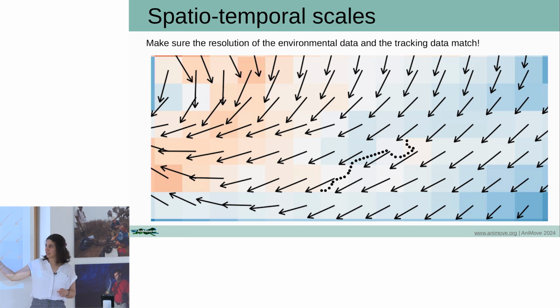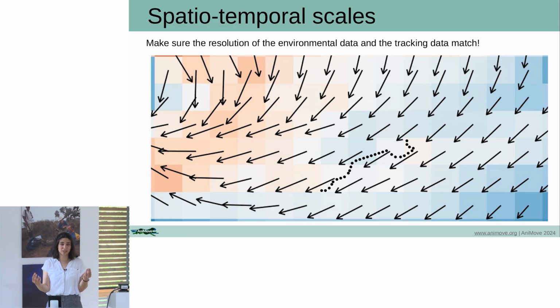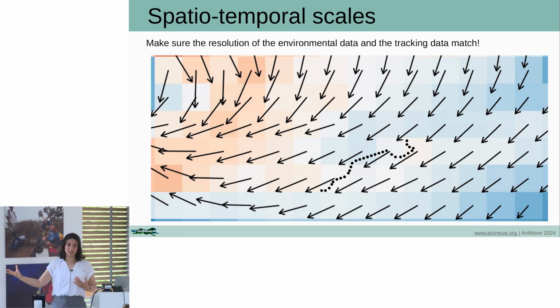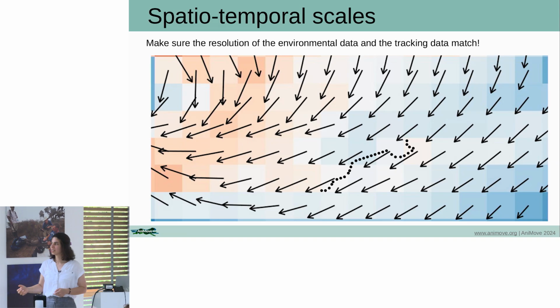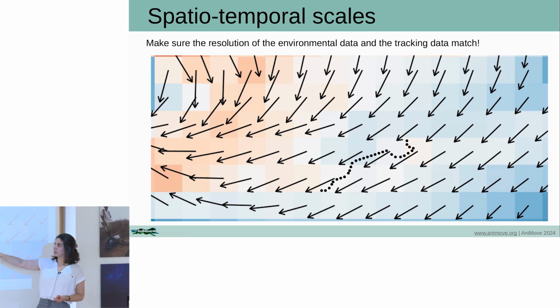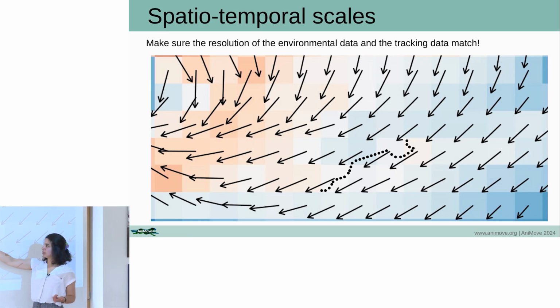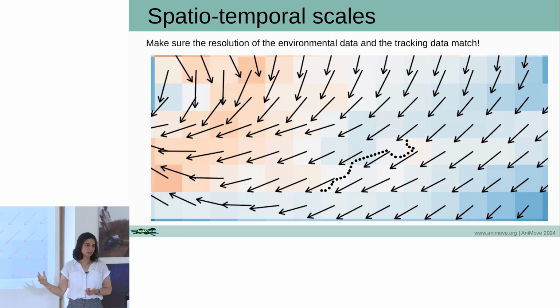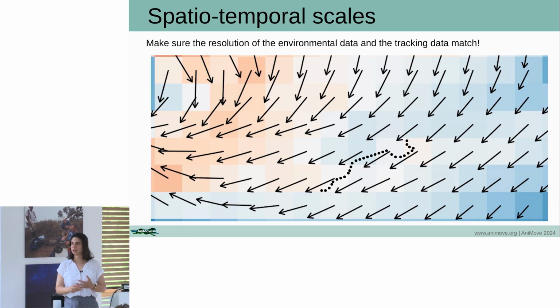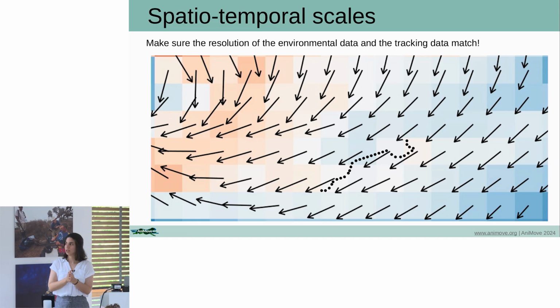So in a case like this, which happens a lot because now we can collect a lot of tracking data, but the environmental data is still at a coarse resolution for most of us, you might want to consider just subsampling your movement data to have one point that falls over each of these cells. Or, I mean, you will need to do it based on your specific question and your data, but always make sure that the resolution of the tracking data and the environmental data make sense together.